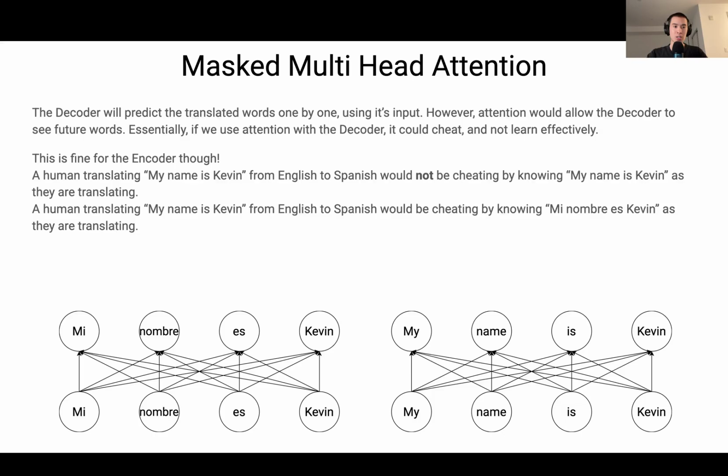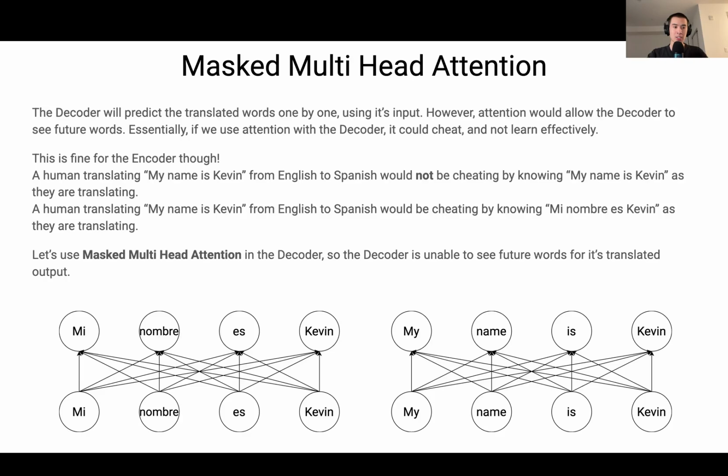And the reason why is a human translating "my name is Kevin" from English to Spanish would not be cheating by knowing "my name is Kevin" as they are translating. However, a human translating "my name is Kevin" from English to Spanish would be cheating by knowing "mi nombre es Kevin" as they are translating.